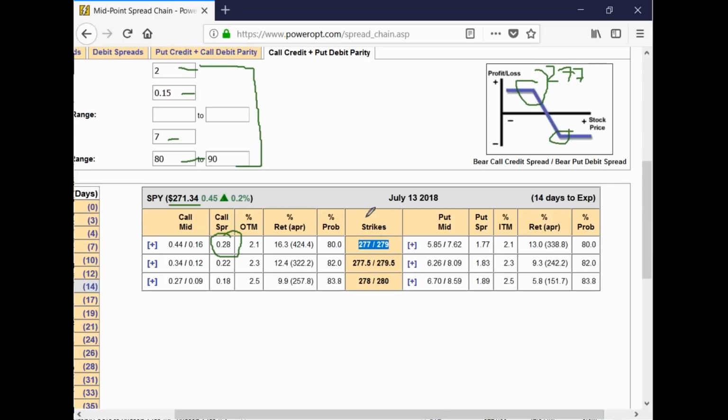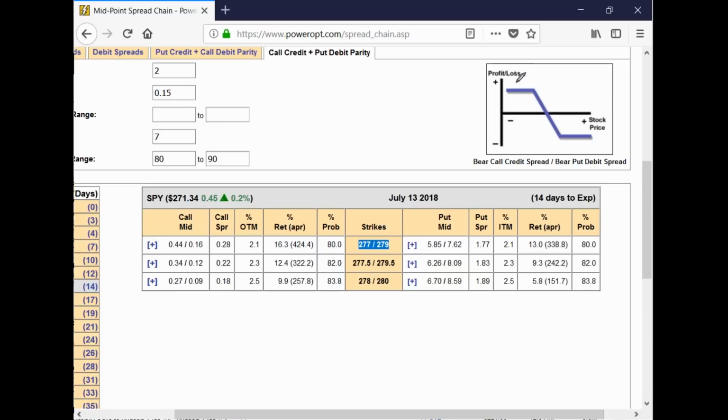Now, my broker would require that I put up the margin of 2 points in case the stock went up above 279, the ETF went above 279. There's an 80% probability we'll be below 277. Both would expire worthless and would receive the net credit. We just keep that into our account.